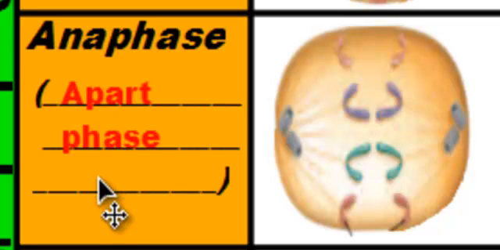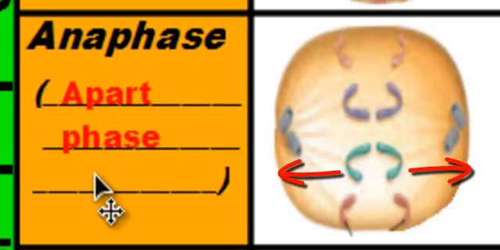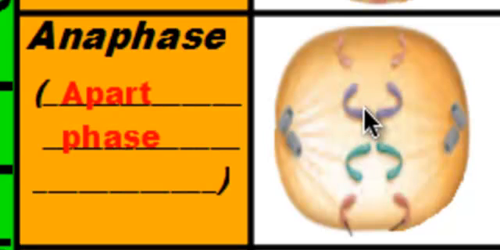I always remember anaphase as the apart phase, because in anaphase what will happen is the spindle fibers will shorten and they pull the chromatid pairs apart at the centromeres. So they kind of look like wishbones. If you pull on a wishbone with a friend, both halves are going to go in opposite directions because it's being pulled apart. So the apart phase is anaphase, as the chromatid pairs are now being pulled apart from one another. And after anaphase is done, we move into telophase.